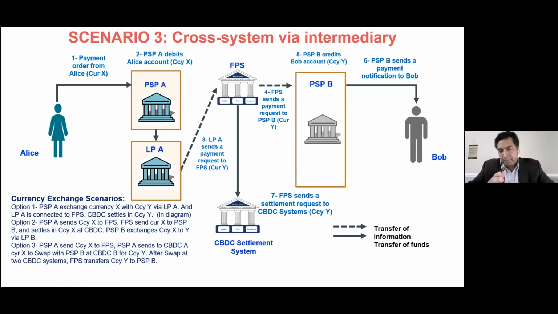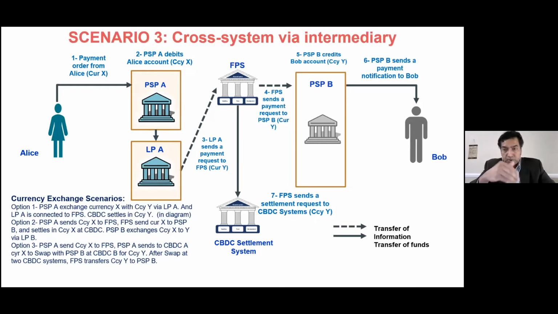And basically, the fast payment system is going to be interfacing with the payment service provider B, servicing Bob, and it ultimately is going to get settled in the central bank digital currency. So Alice is having a regular account, and her payment service provider is not participating in the systems.